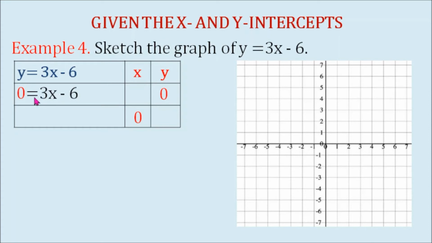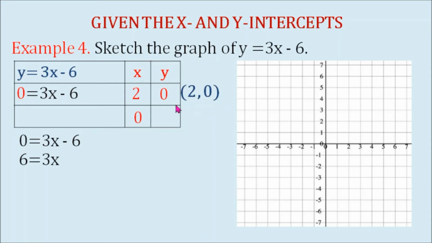So this becomes 0 equals 3x minus 6. Now, adding 6 on both sides of the equation, we have 6 equals 3x. And dividing both sides by 3, x equals 2. So our x-intercept is 2, and the coordinates are 2 and 0.